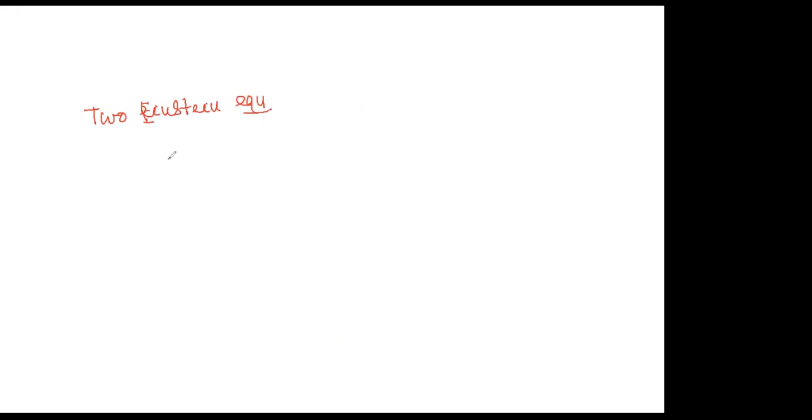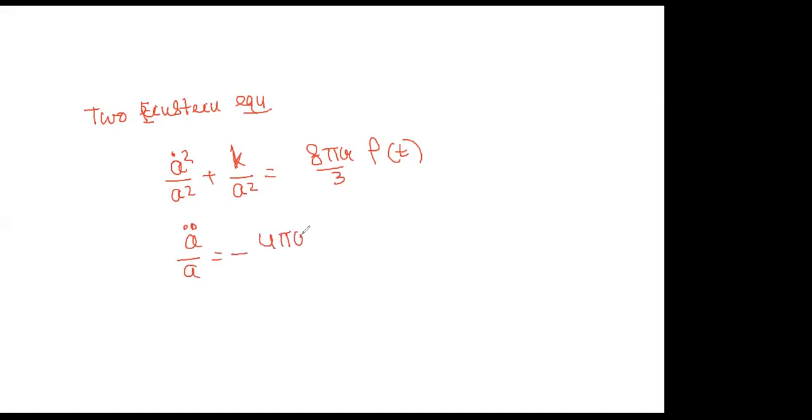One is, I'm just writing, a dot square by a square plus k by a square is equal to 8 pi G by 3 rho. That is one equation, and the other equation is a double dot by a equals minus 4 pi G by 3 (rho plus 3p). So these are the two equations that you can get from Einstein's equation.